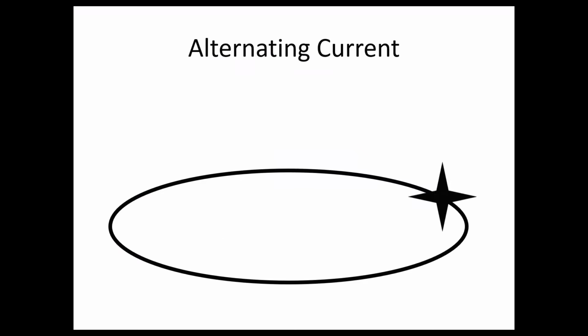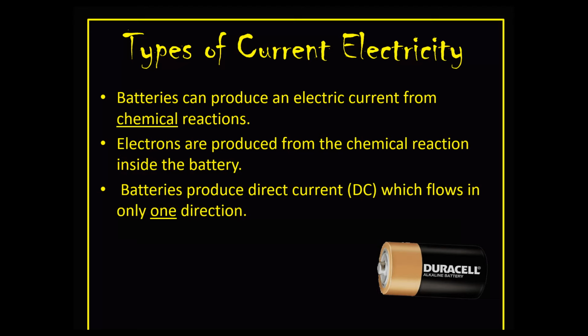Here's an example of what AC current looks like. You can see the flow of electricity changes direction every now and again. This is a good visual representation of how alternating current works. It is a lot more complicated than that, but if you want just a simplistic view, there you go.